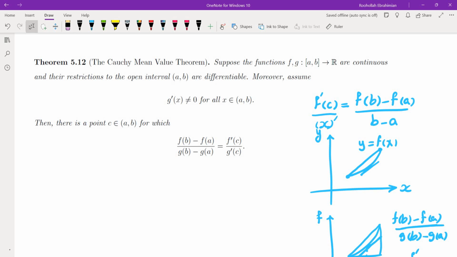Okay, so let's first see what the theorem tells us, and then how we prove it. Suppose the functions f and g from the closed interval [a, b] to R are continuous, and their restrictions to the open interval (a, b) are differentiable. Moreover, assume g prime of x is not 0 for all x inside the open interval. Then there is a point c strictly between a and b for which f of b minus f of a over g of b minus g of a is equal to f prime of c over g prime of c. Okay, so let's see how we can prove this one.